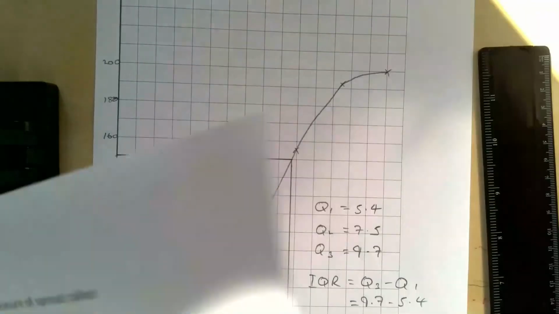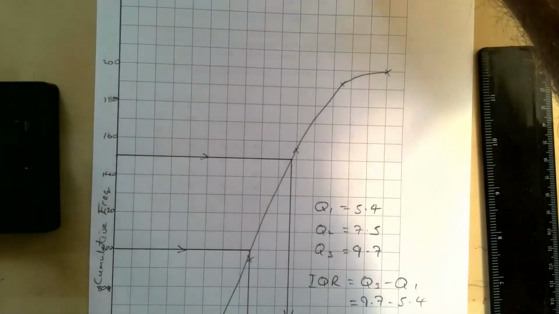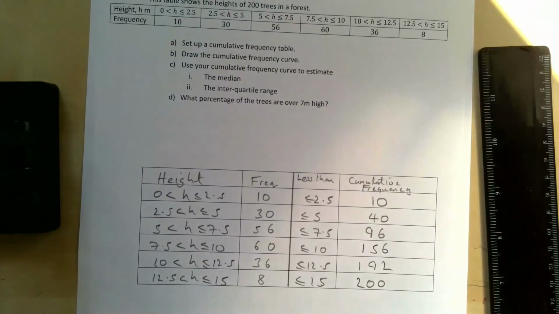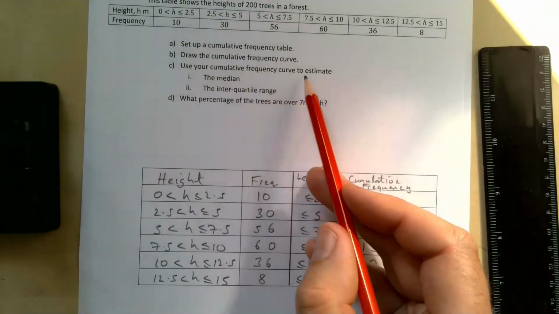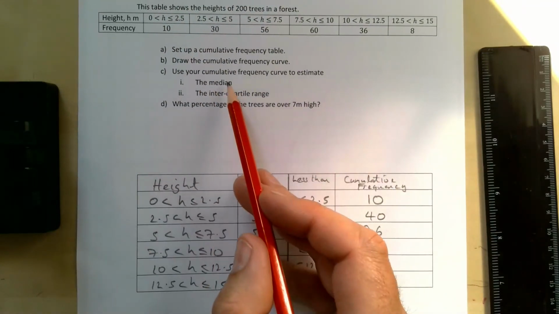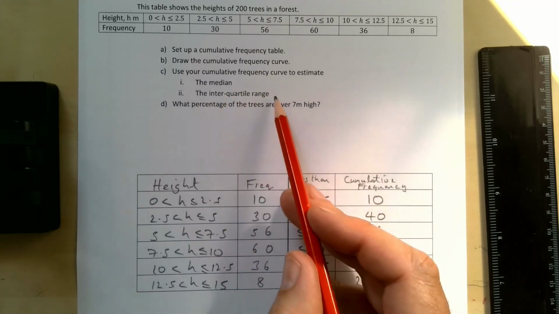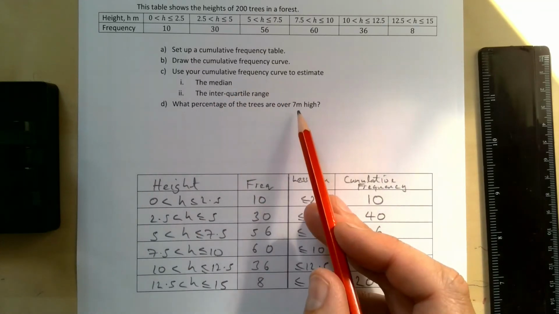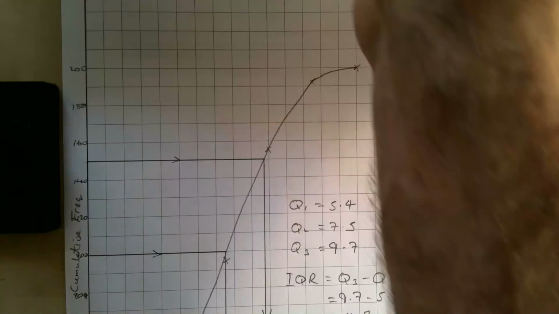Okay. Let's see that we've answered the questions here. I think we have one last one to do. It says use your cumulative frequency curve to estimate the median. We're good. The interquartile range, we're good. And what percentage of trees are over 7 meters high?